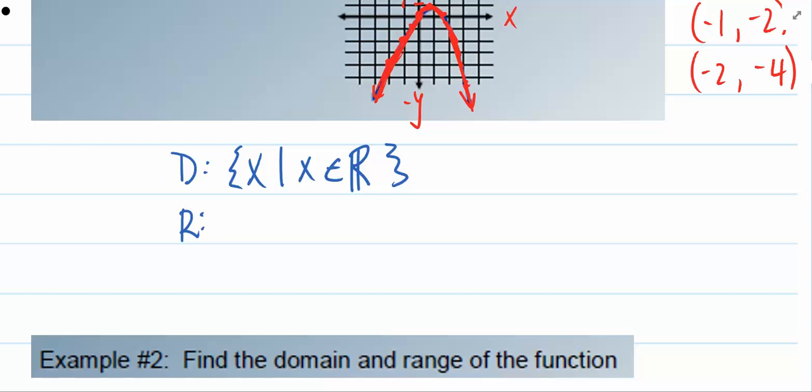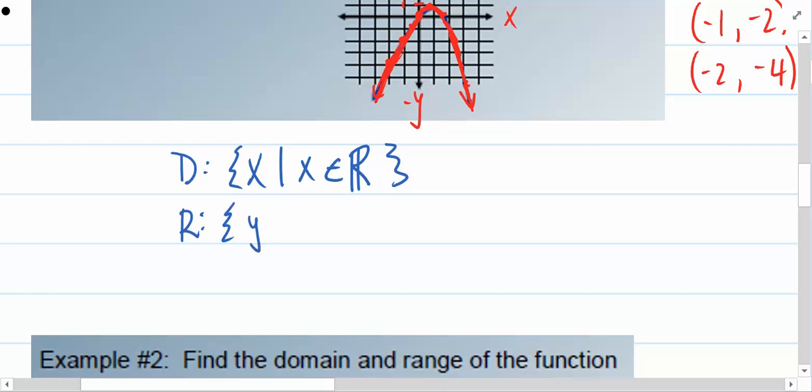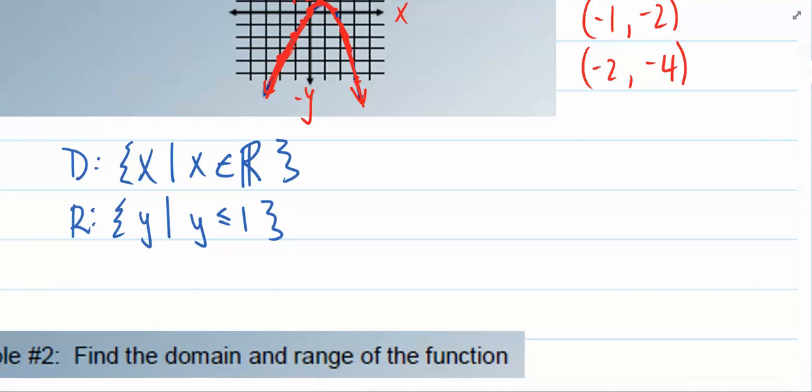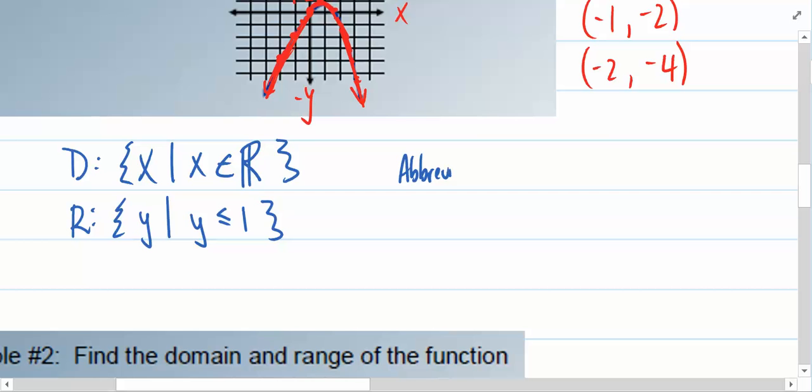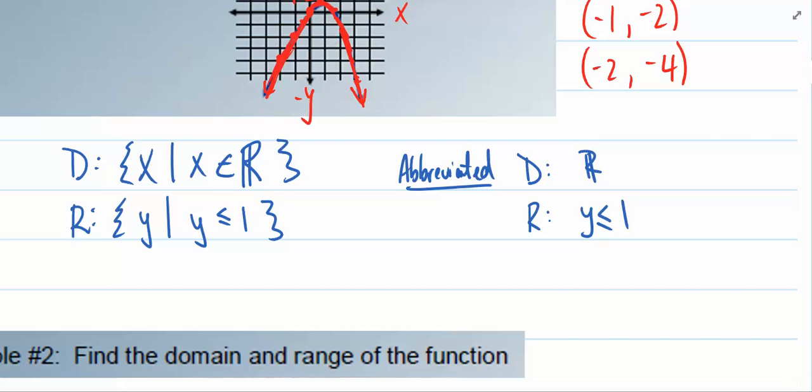So if I were writing this using set builder notation, we would say something like this. The range would be the set of all y values such that y is less than or equal to 1. And this is the full set builder notation, and this is how we could write it using an abbreviated form. If we were to write this abbreviated, we might say something like this, that the domain is all real numbers, and our range is y less than or equal to 1.